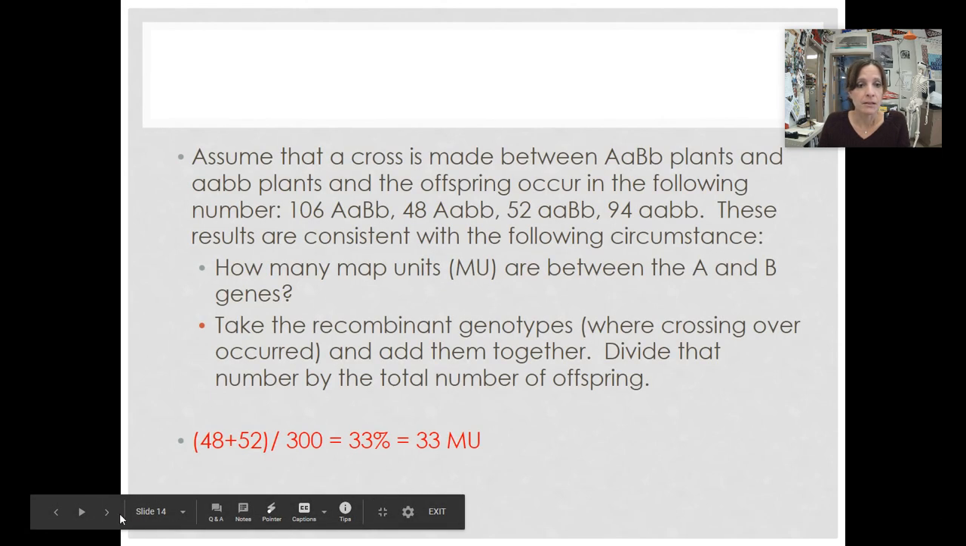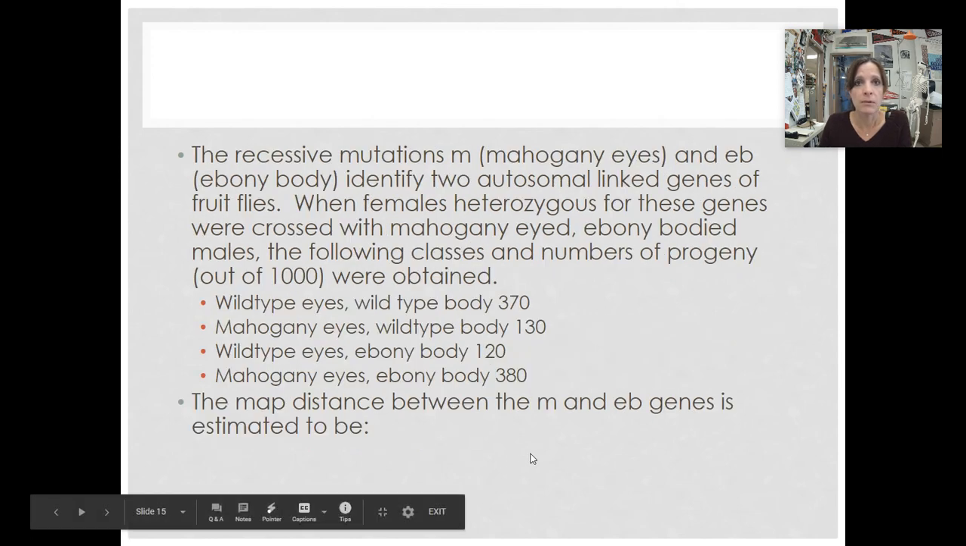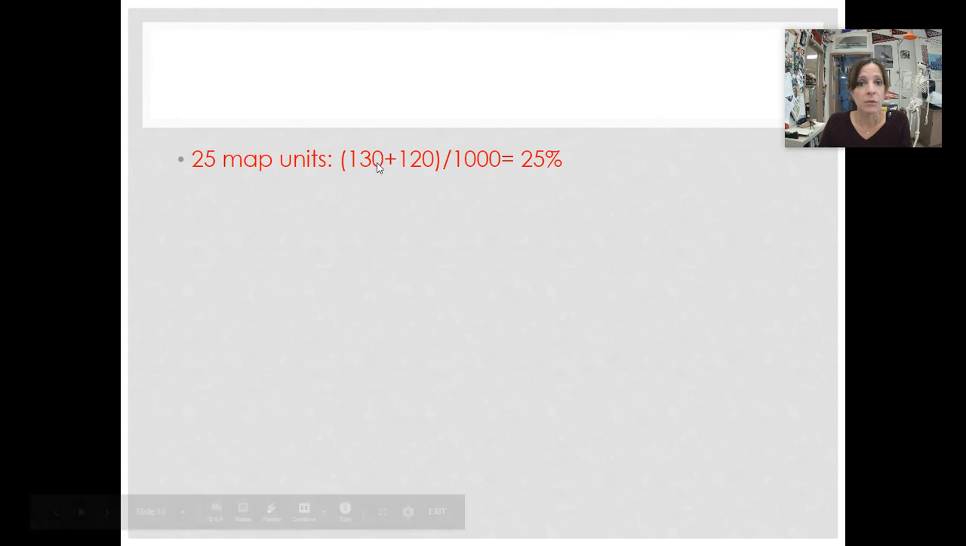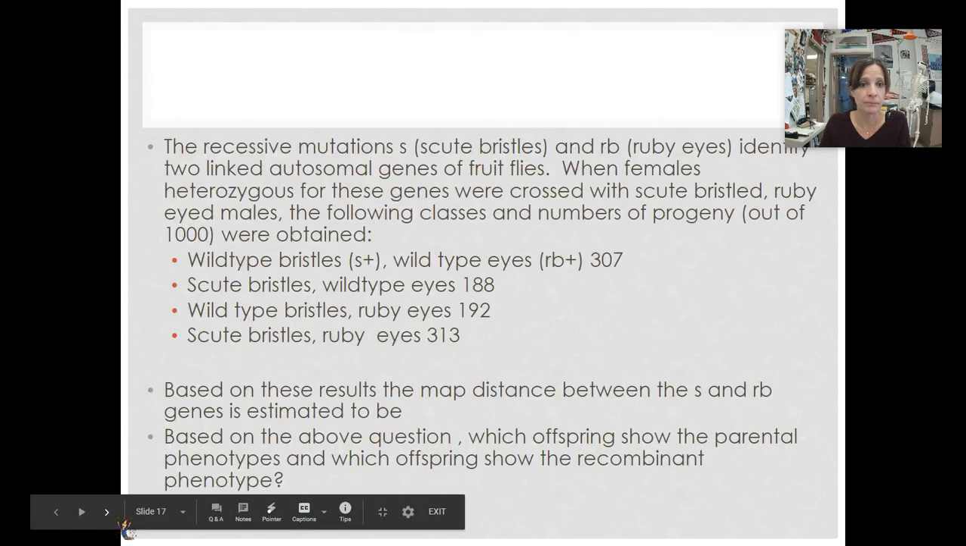Okay, so this one, I want you to pause the video and see if you can do it. Okay, so the answer to this one is you add the recombinants. So it would be 130 plus 120. Those are the two recombinant phenotypes. You can do it for phenotypes or genotypes, divided by the total, which is 1,000, and you get 25% recombination, which translates into 25 map units between those two genes.